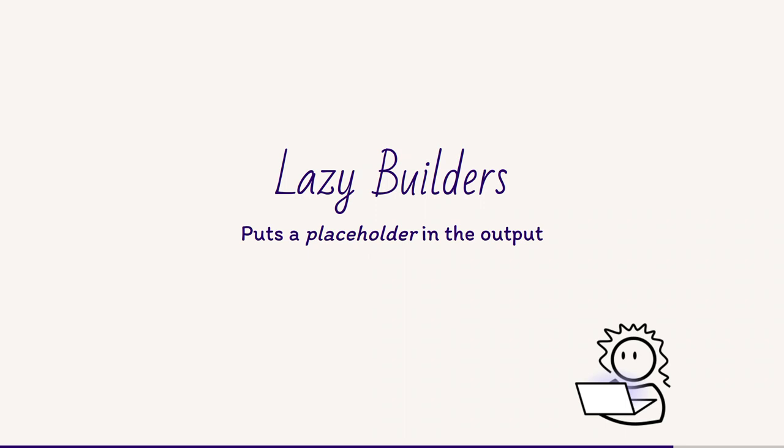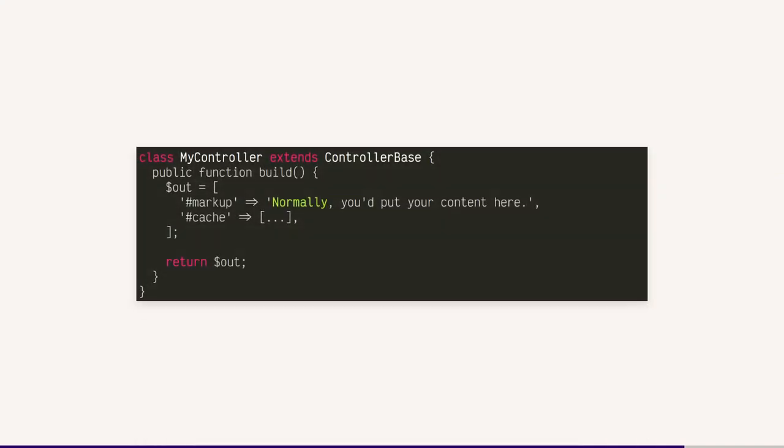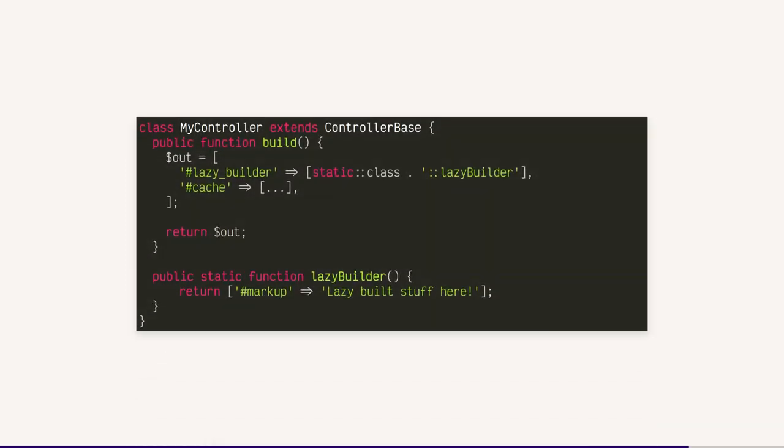Lazy builders allow you to put a placeholder in the output rendered in Drupal, and that's replaced at a later stage of rendering. A later stage, not bypassing cache. So here is a controller which is passing out a render array, which is incredibly boring. So we know how this works. However, how do we use this with a lazy builder? So here's the lazy builder version. We have hashtag lazy underscore builder, and then we're going to actually pass an array with the class name and then the method name. And then the method that we have below actually produces the render array.